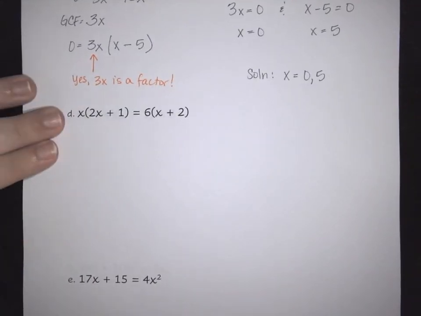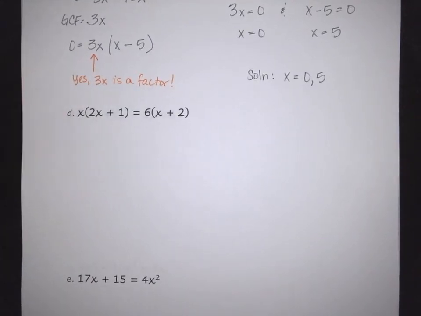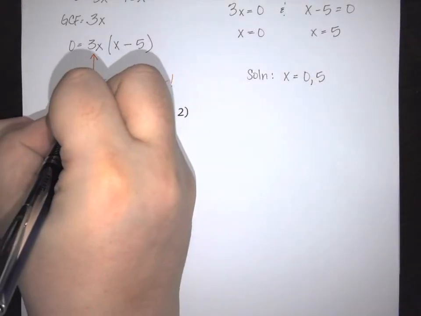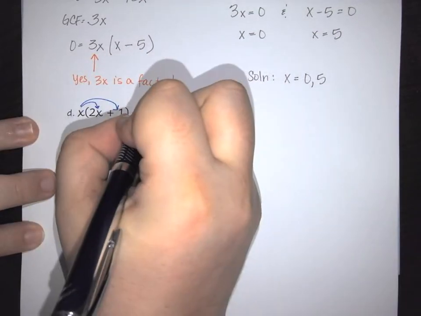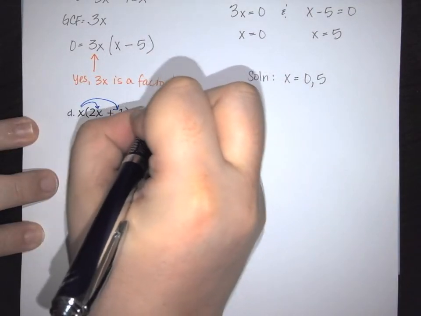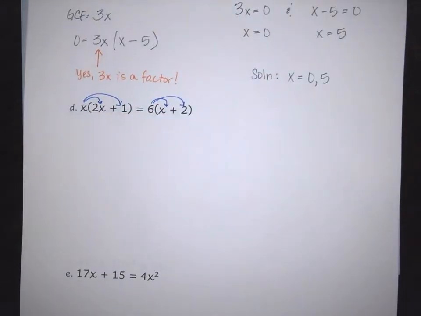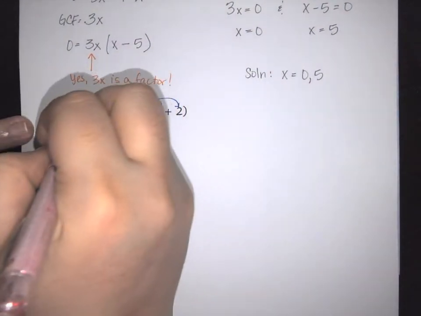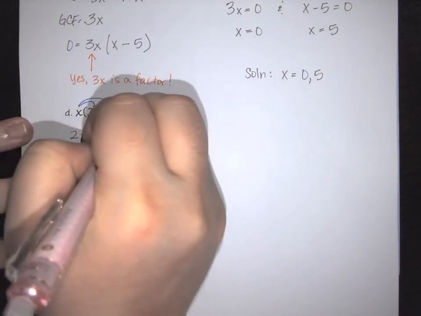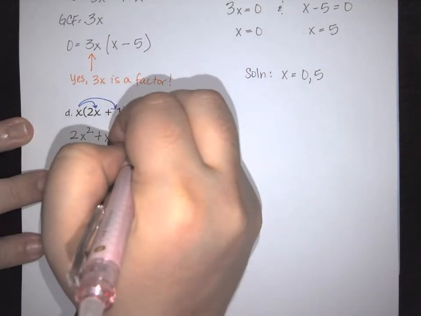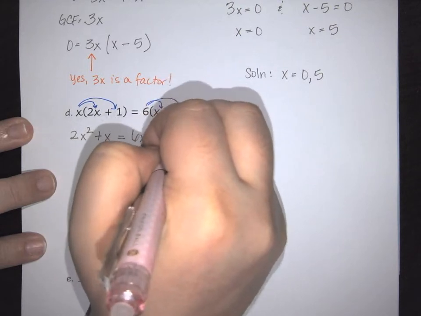Now, if we look at this next one, notice I have to do a little bit of work before I can actually do any solving. So the first thing that I need to do here is distribute my x term through. And then on the other side, I need to distribute my 6 through. So here, this is going to become 2x squared plus an x, and then we have a 6x plus a 12.